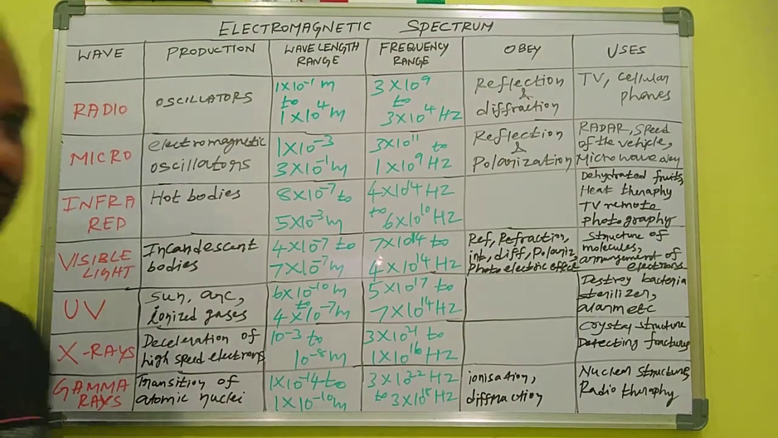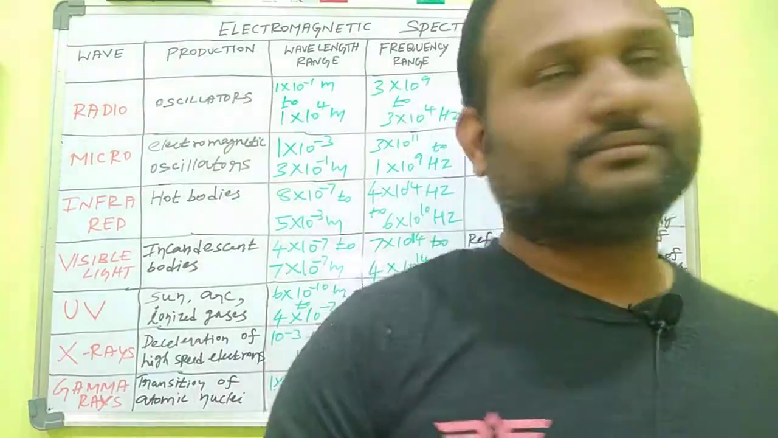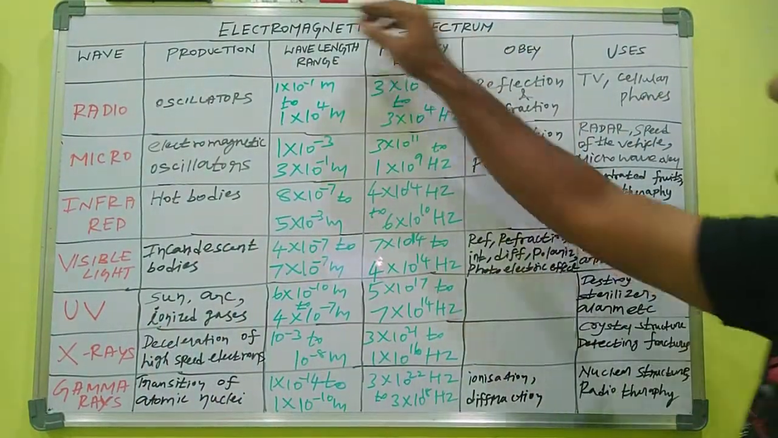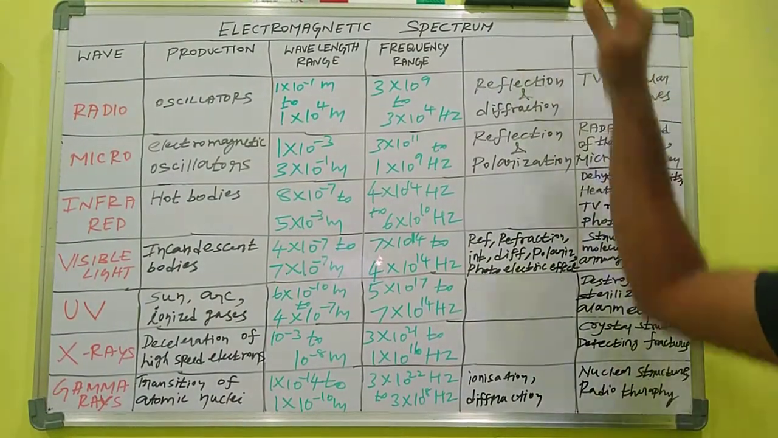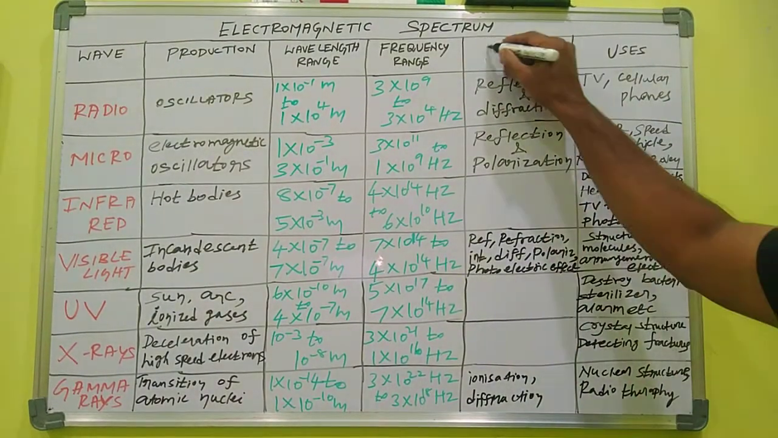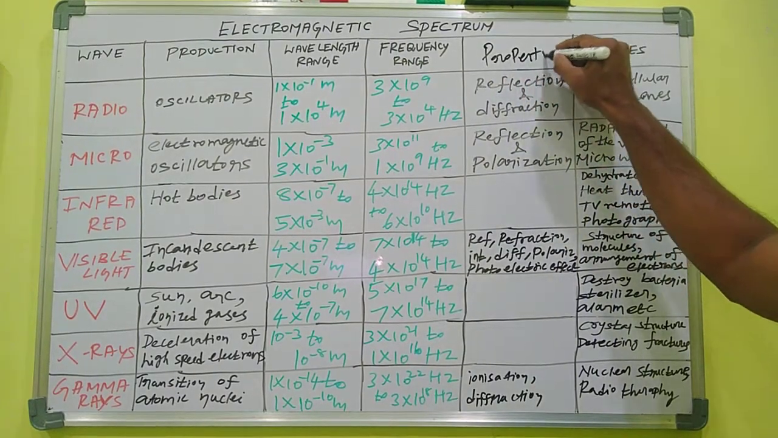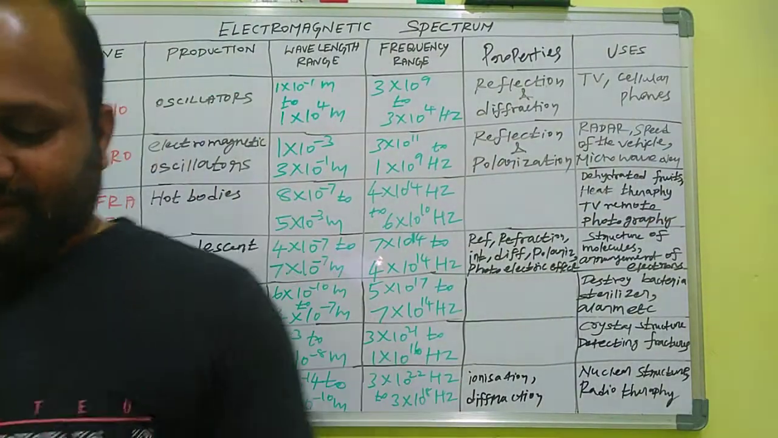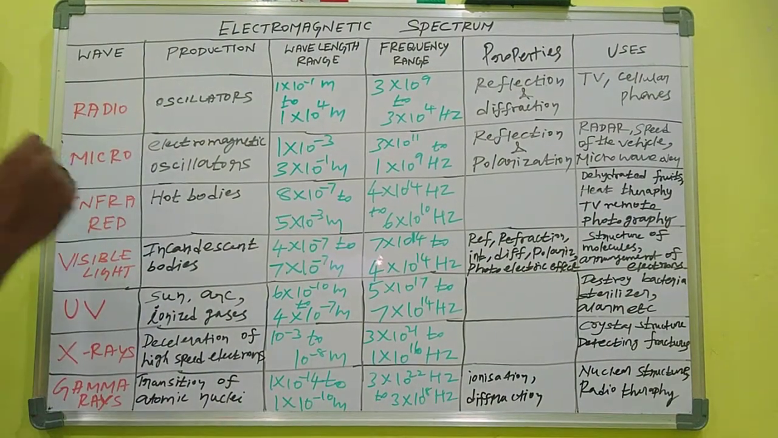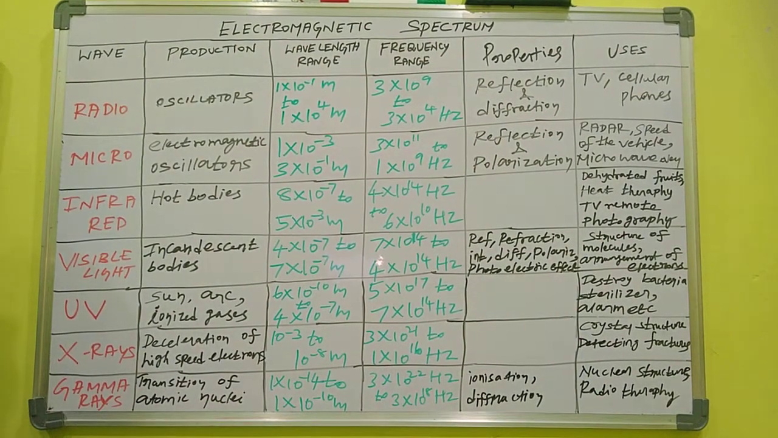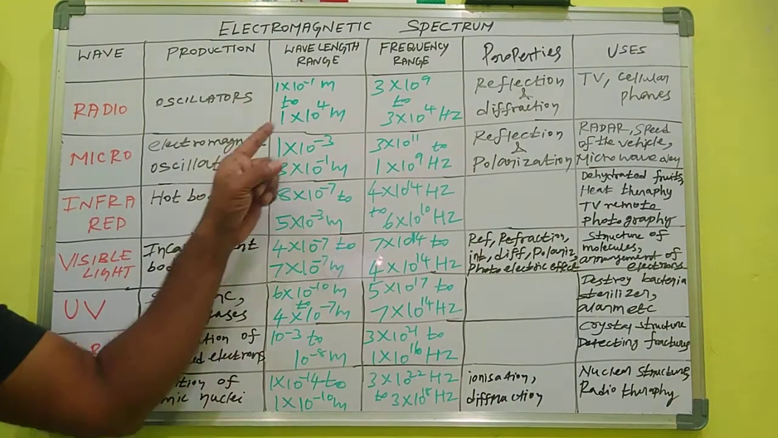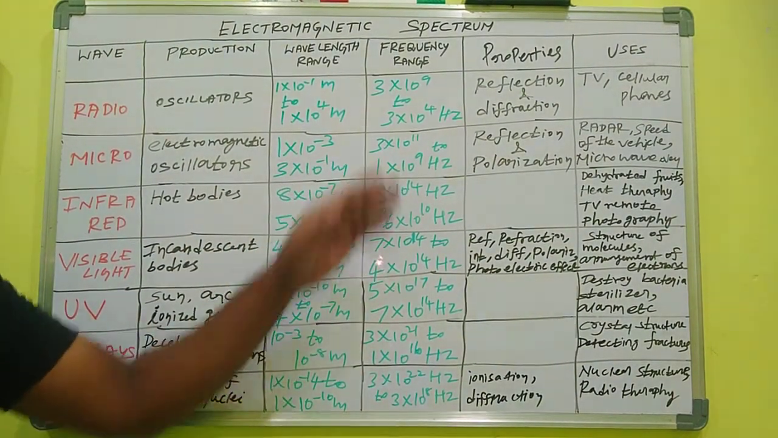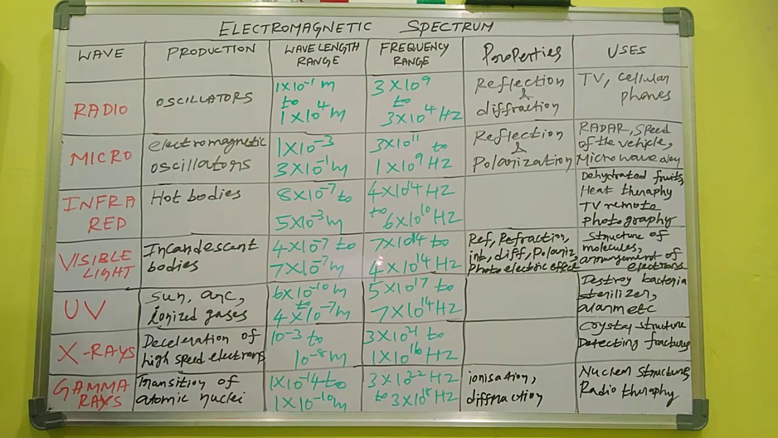Now we are going to define some parameters of the electromagnetic spectrum. First one is radio waves. What are radio waves? Radio waves are one of the members of the electromagnetic spectrum, produced by using oscillators in electric circuits. Its wavelength range is 1 x 10^-1 meter to 1 x 10^4 meter. And the frequency range is 3 x 10^9 to 3 x 10^4 hertz.